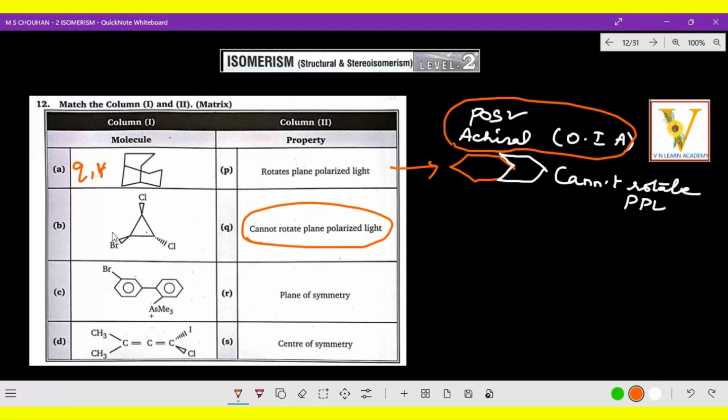And then the second one, B. Now as we are cutting over here CL, here wedge CL and dash CL, and here BR. So naturally here POS is absent, COS is absent. POS, COS absent means it can rotate PPL. So that means this is option P. It can rotate PPL, that means it is optically active, chiral. I hope you got the clarity. So those having a chiral center can be optically active, and POS, COS is absent, right? Okay, now the third one.